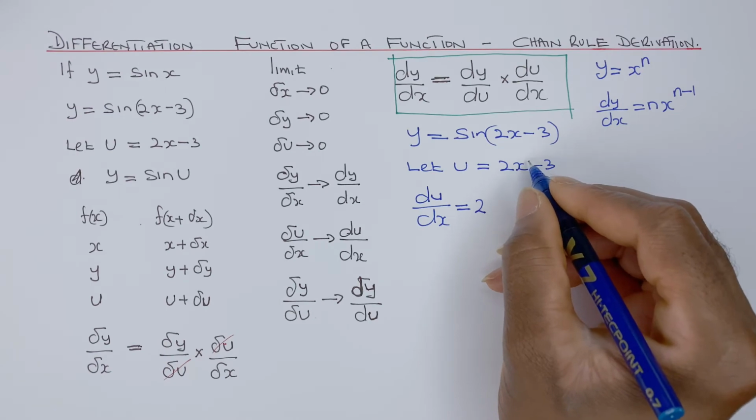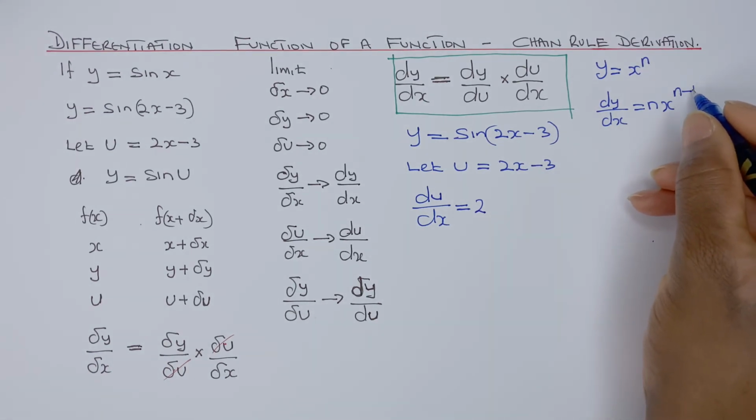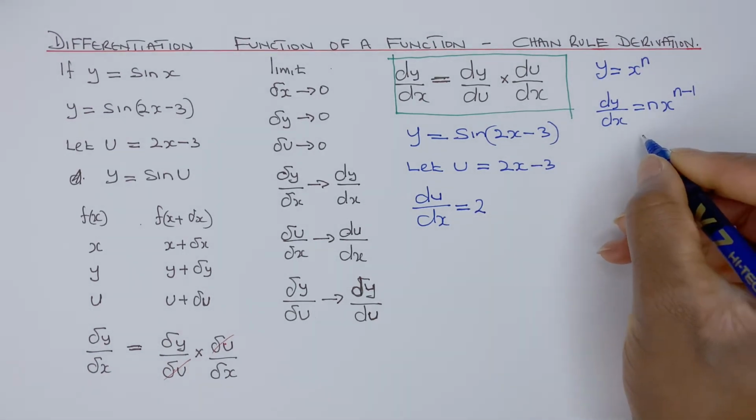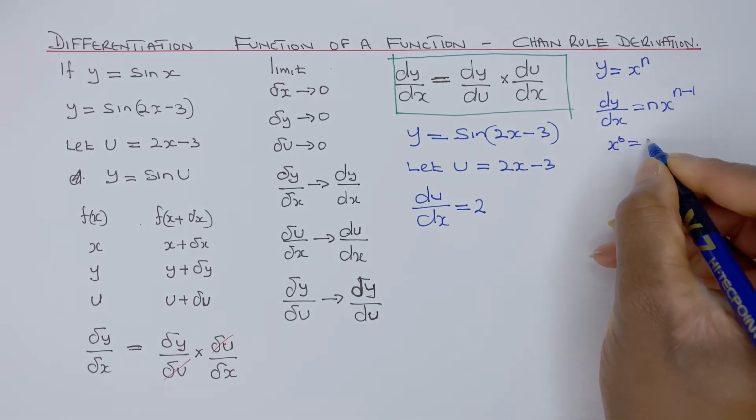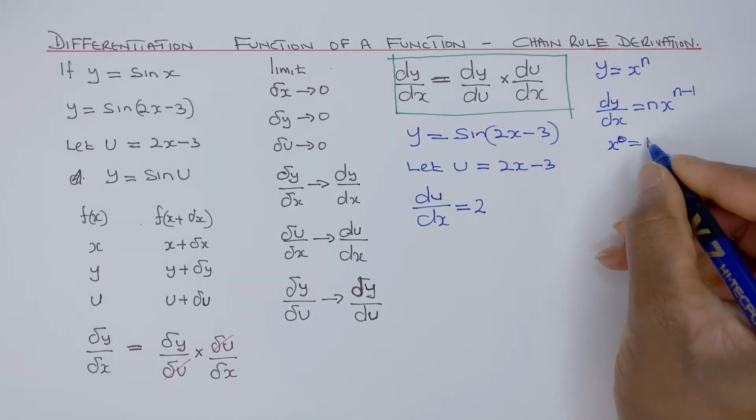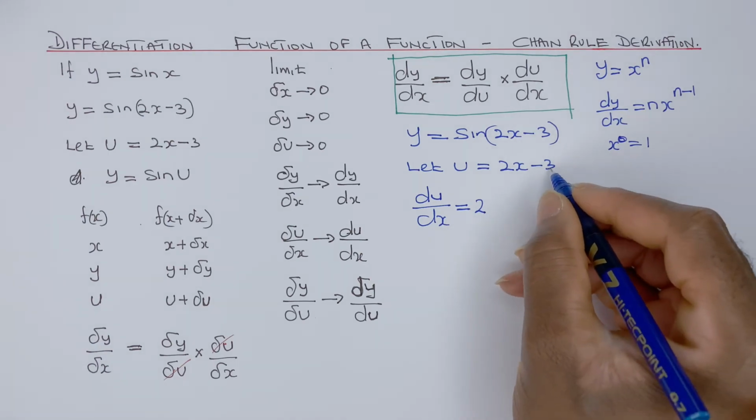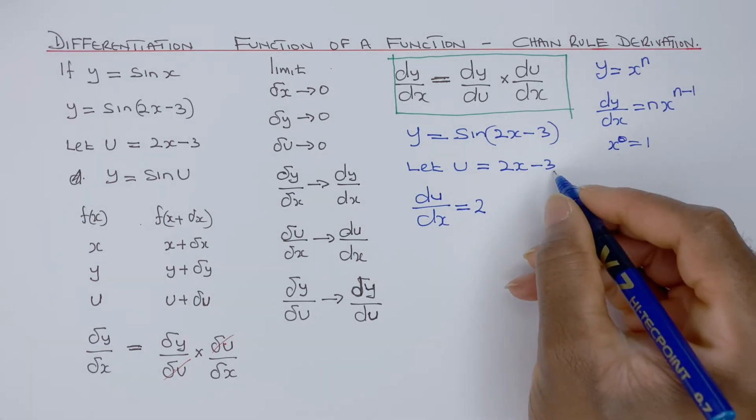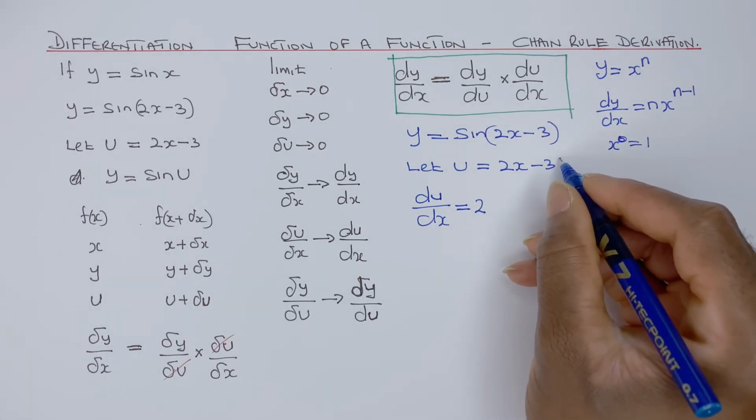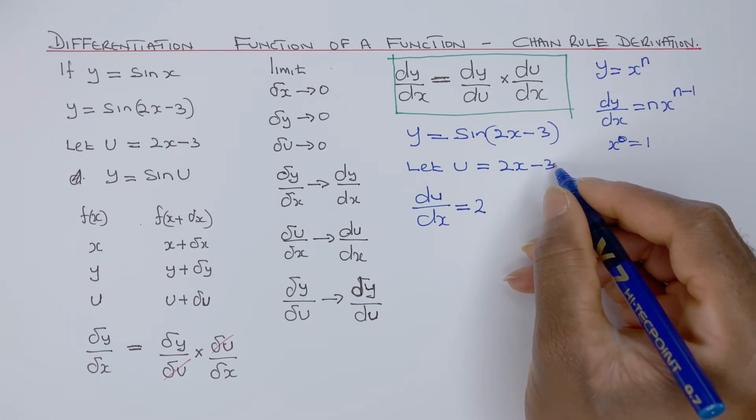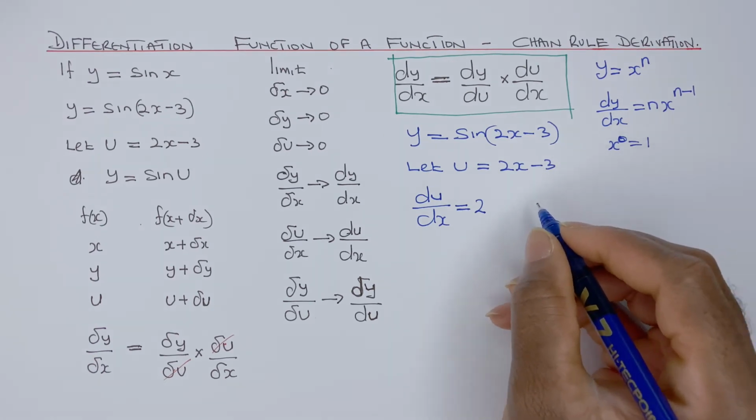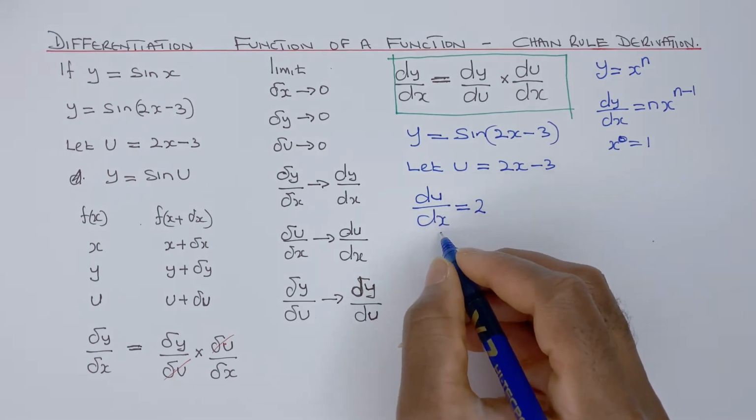1 minus 1 is 0. Now, x to the power 0 equals 1. Anything to the power 0 is 1. So that's why this is 1. If you differentiate a constant, you know constant has x to the power 0. 0 down will be 3 times 0, so that disappears. So that's what you get, du dx is 2.